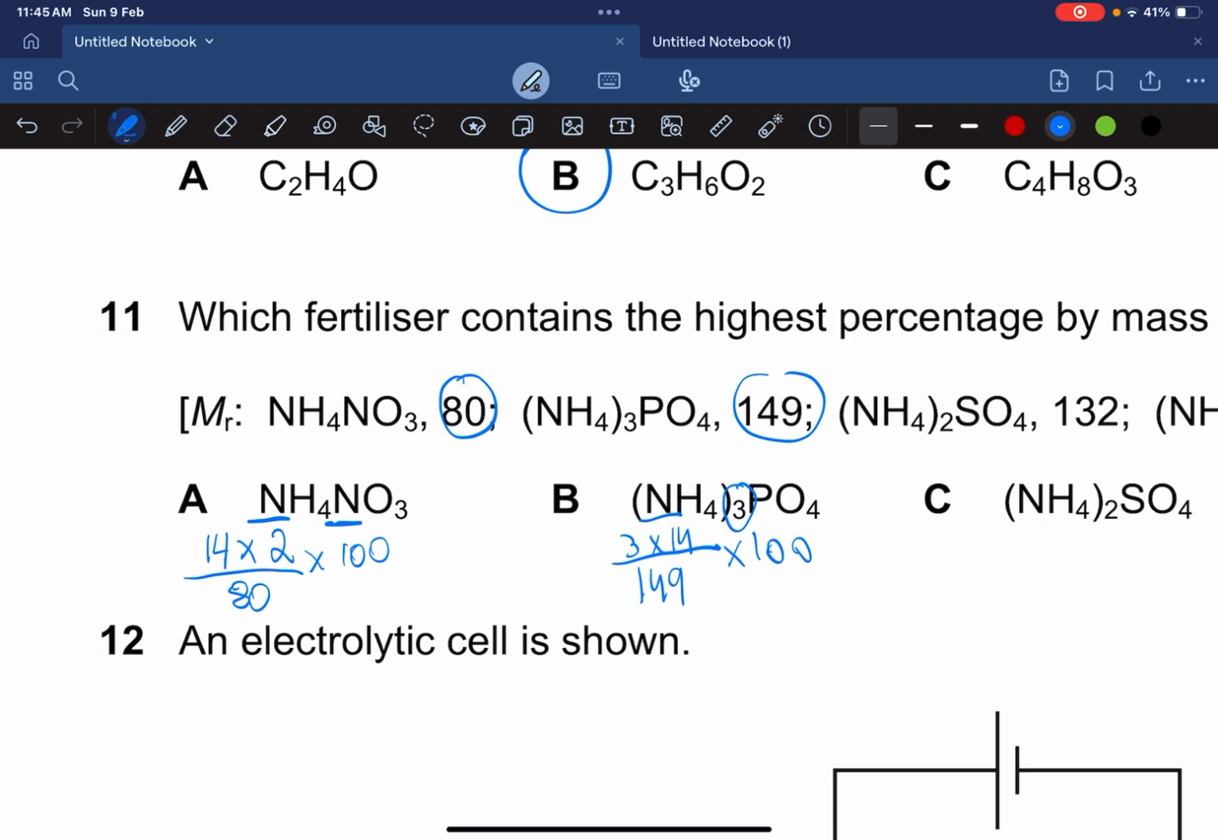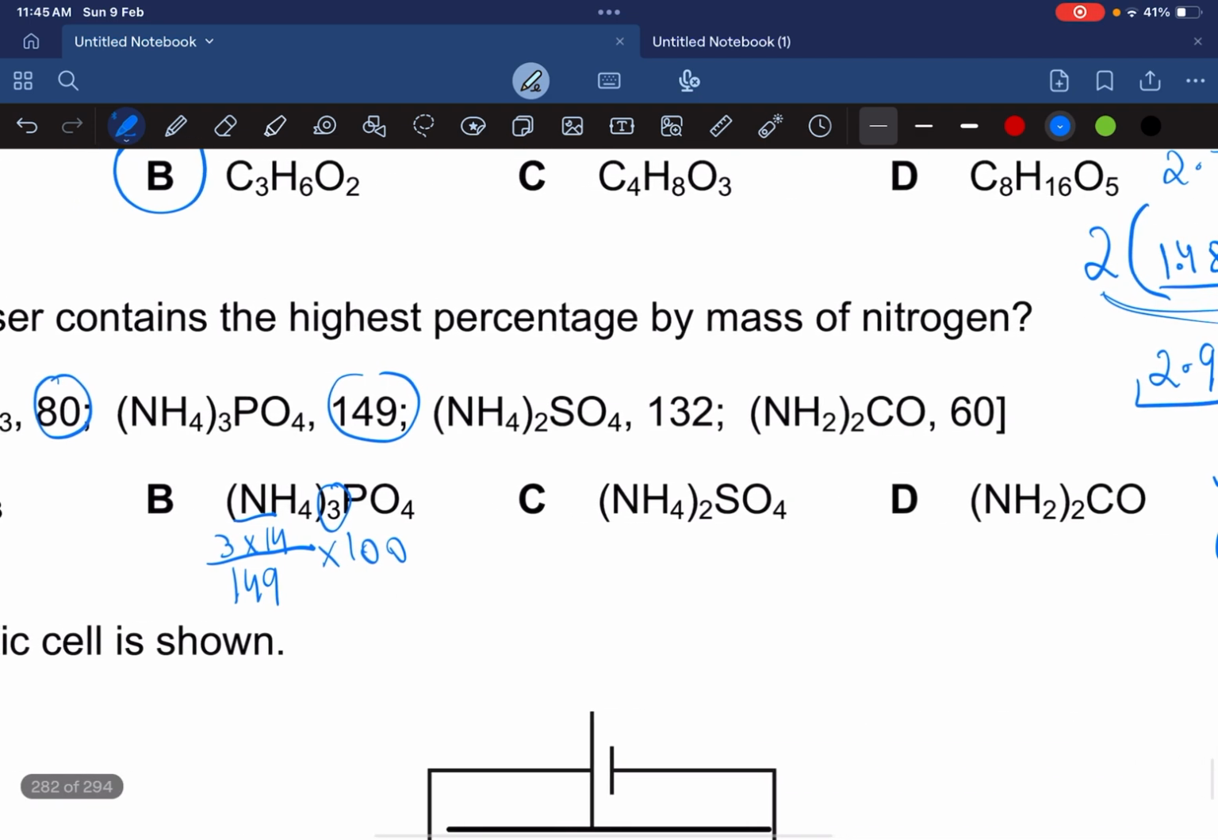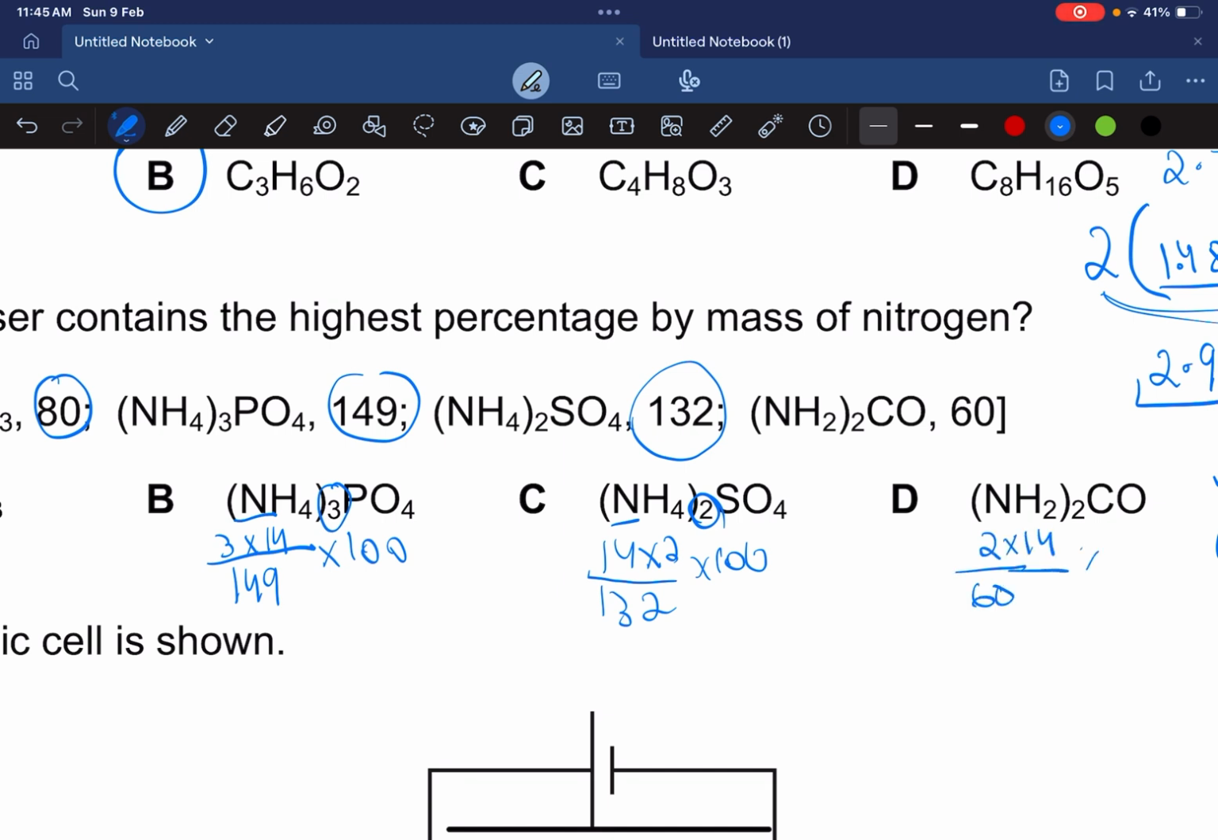For the compound number C, we have 2 nitrogens. Okay, it's going to be 14 into 2 over the total MR, which is 132 into 100. And that's going to give us the value for this one. And for the D part, again, we have 2 nitrogens. We are going to take 2 into 14 over 60 into 100. Okay, so that's going to give us the value for this.